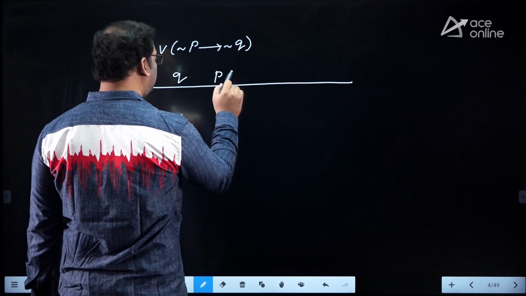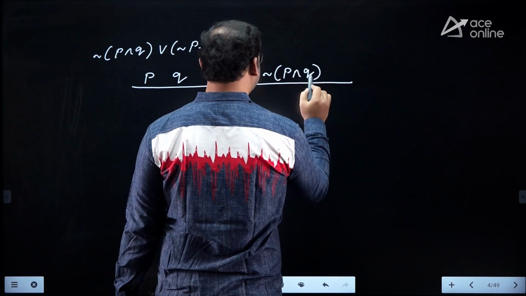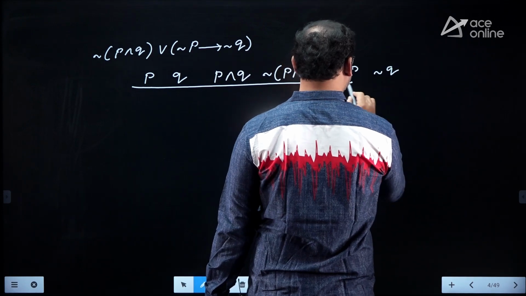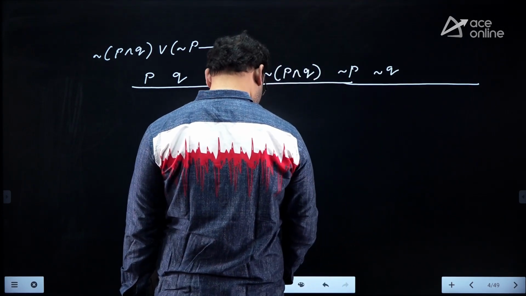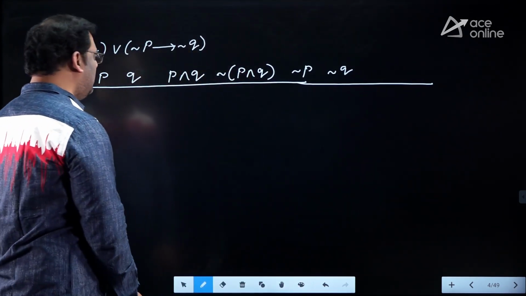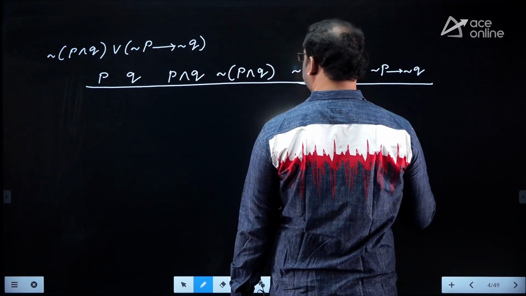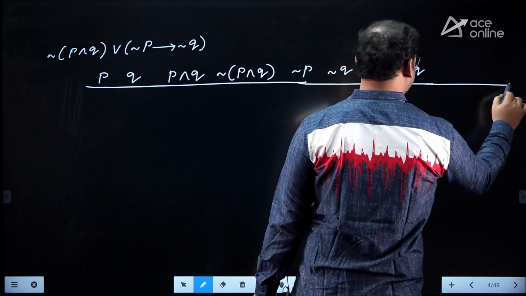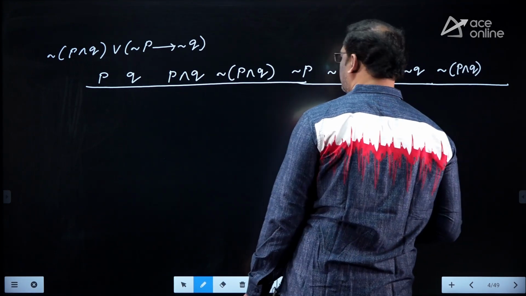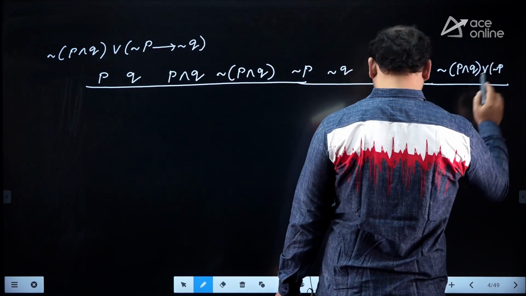P, Q, P and Q, negation of (P and Q), negation P, negation Q, negation P implies negation Q, and final formula is negation of (P and Q) or (not P implies not Q).